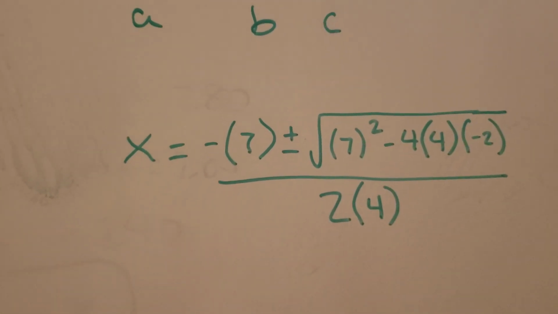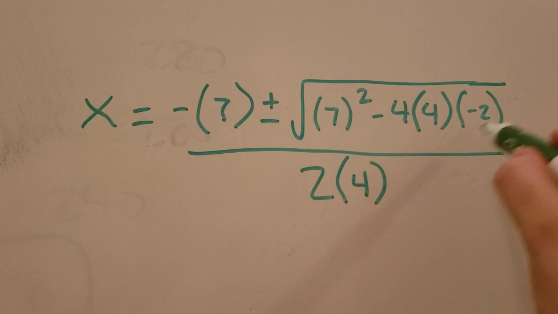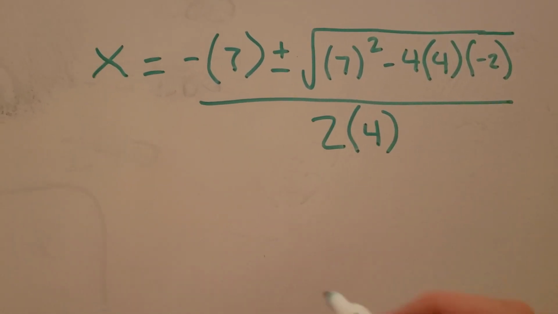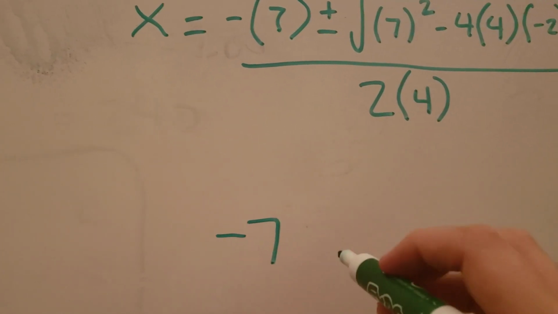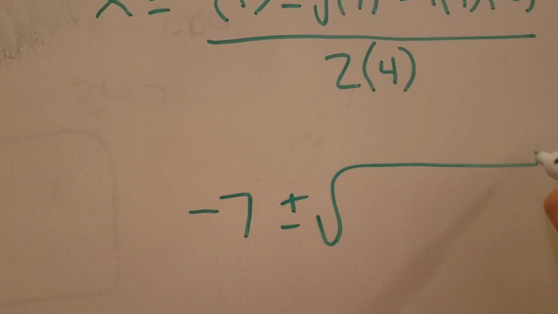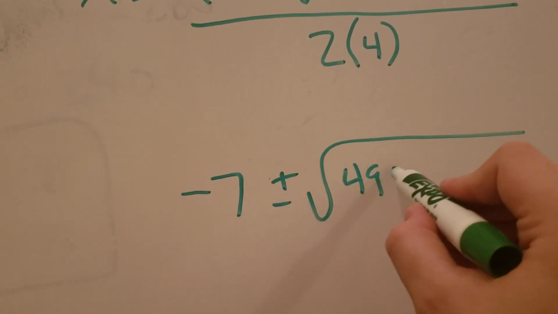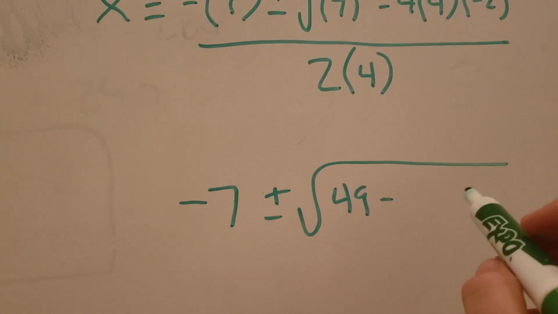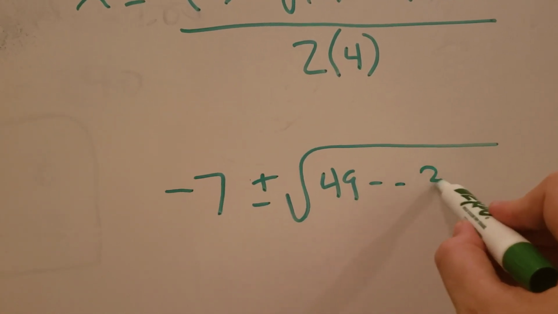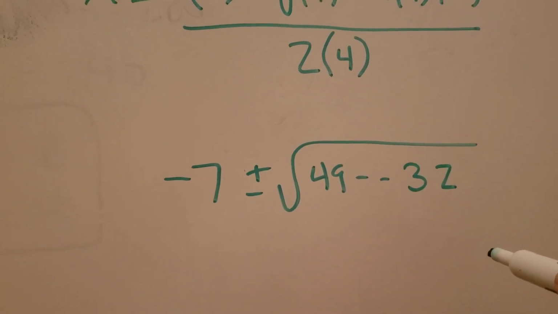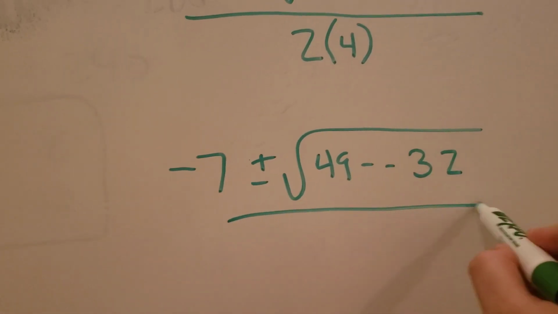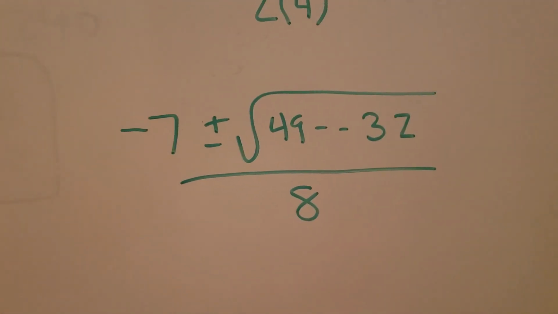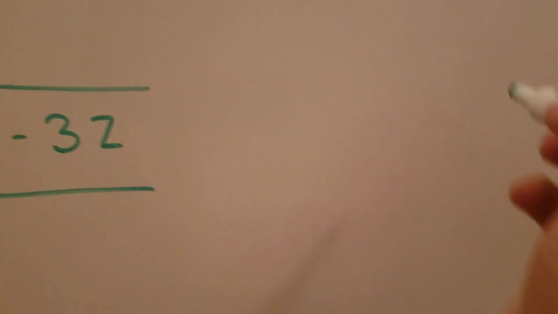Let's continue. First things first, we want to start by reducing this mess here in our square root. So we're going to start by rewriting. We've got negative 7 plus or minus the square root of 49 minus 4 times 4 is 16, times negative 2 makes it negative 32. So we've got 49 minus 32 over 8, because 2 times 4 is 8. Okay, that's much more reduced. Now we can take it a step further.